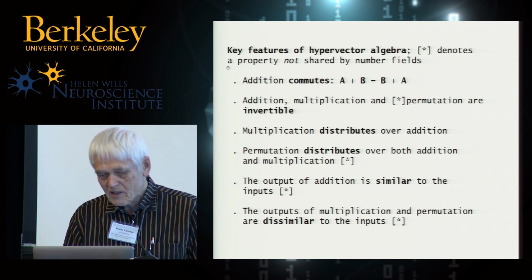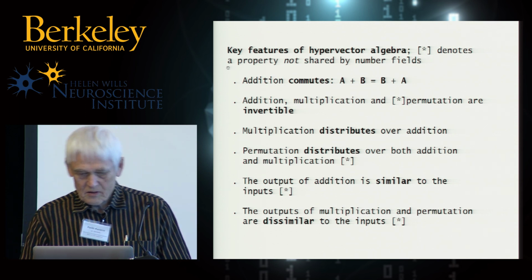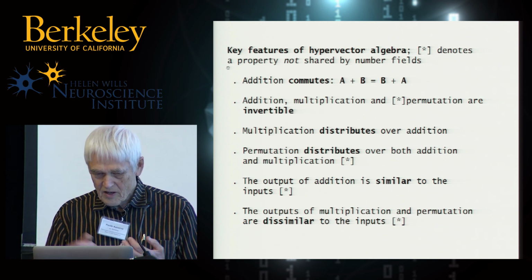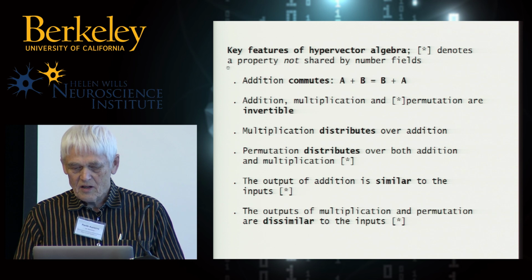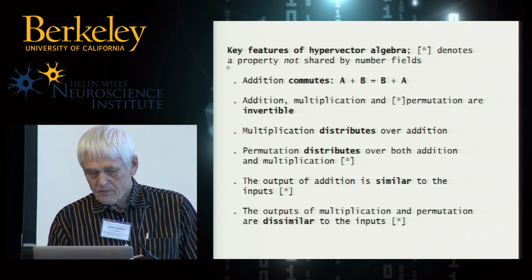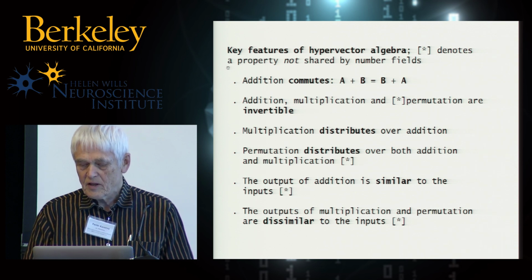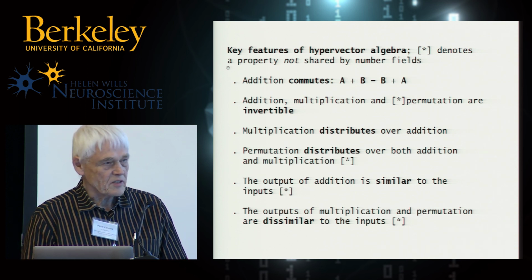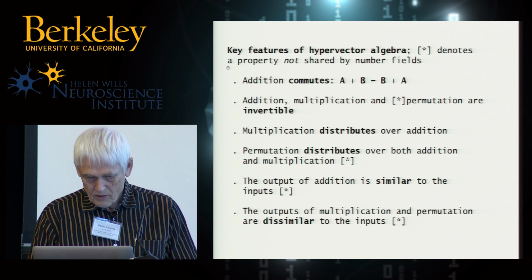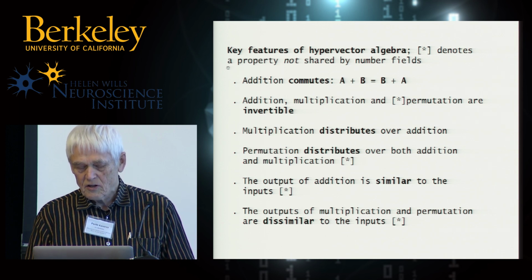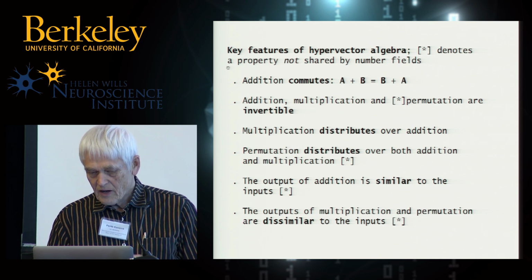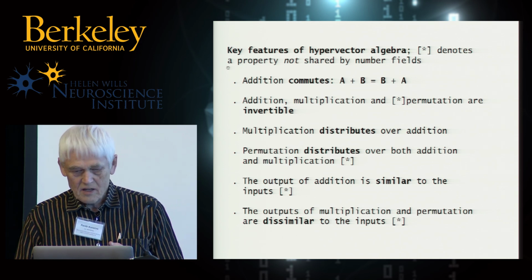And now this is a little bit technical slide, so just bear with me. Some key features of the algebra, and I've marked here some that are familiar to us from just number arithmetic and others that are added when we go to the vectors. Now, addition is commutative. It means that you can change the order of the vectors that you add and you get the same result, same as with numbers.